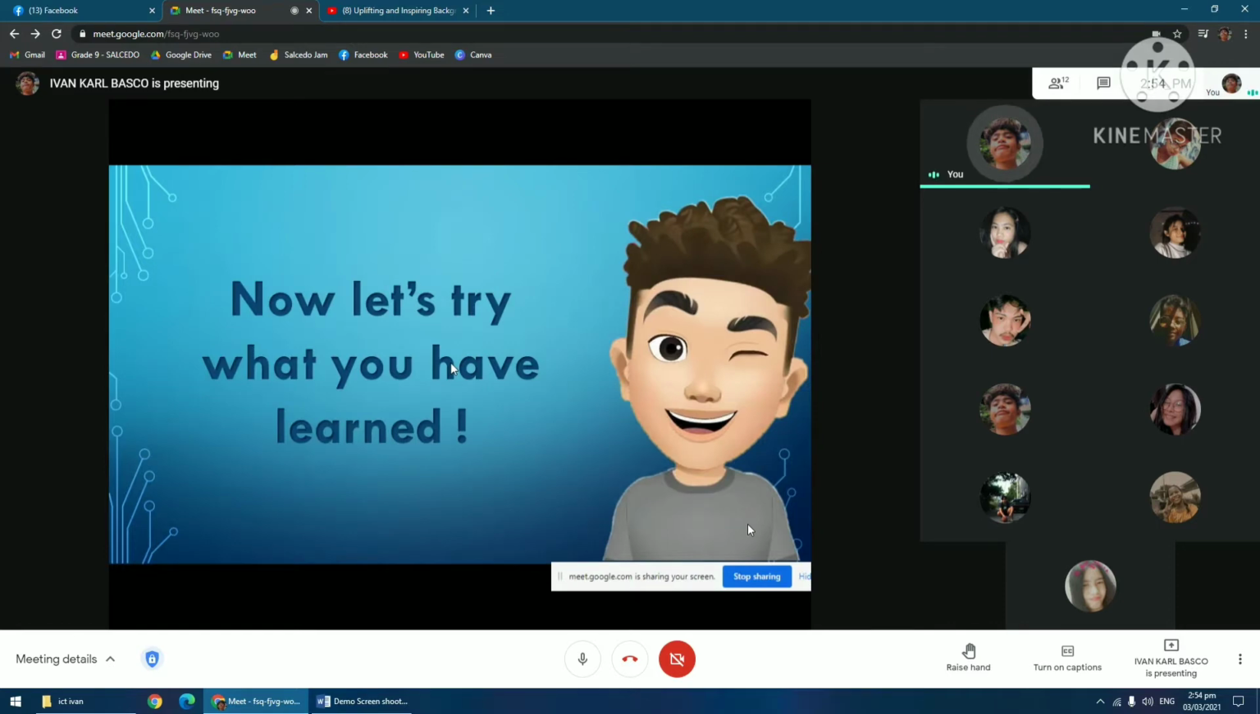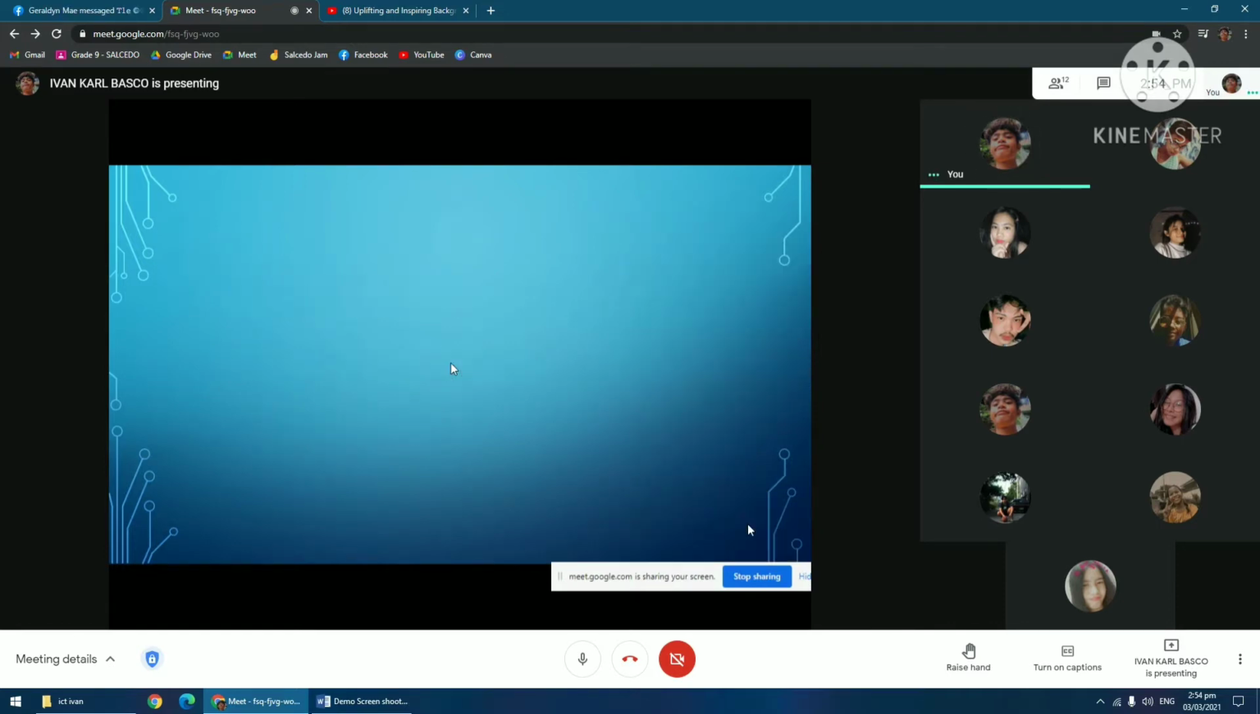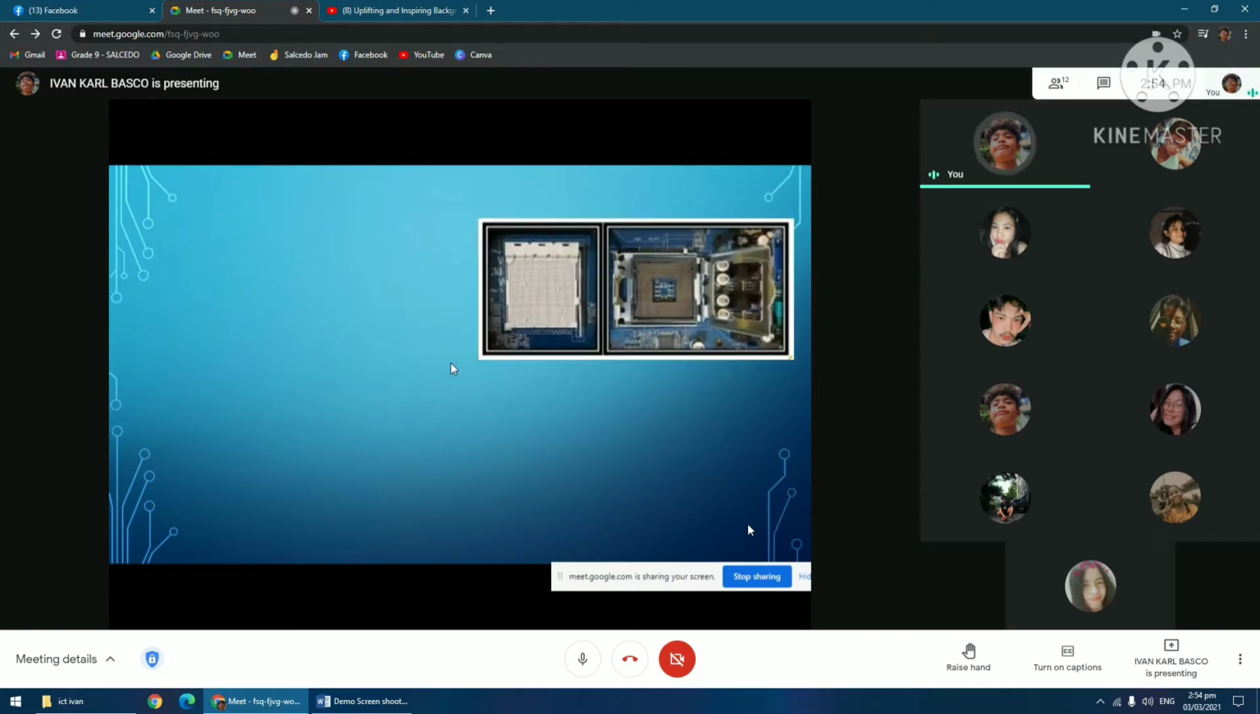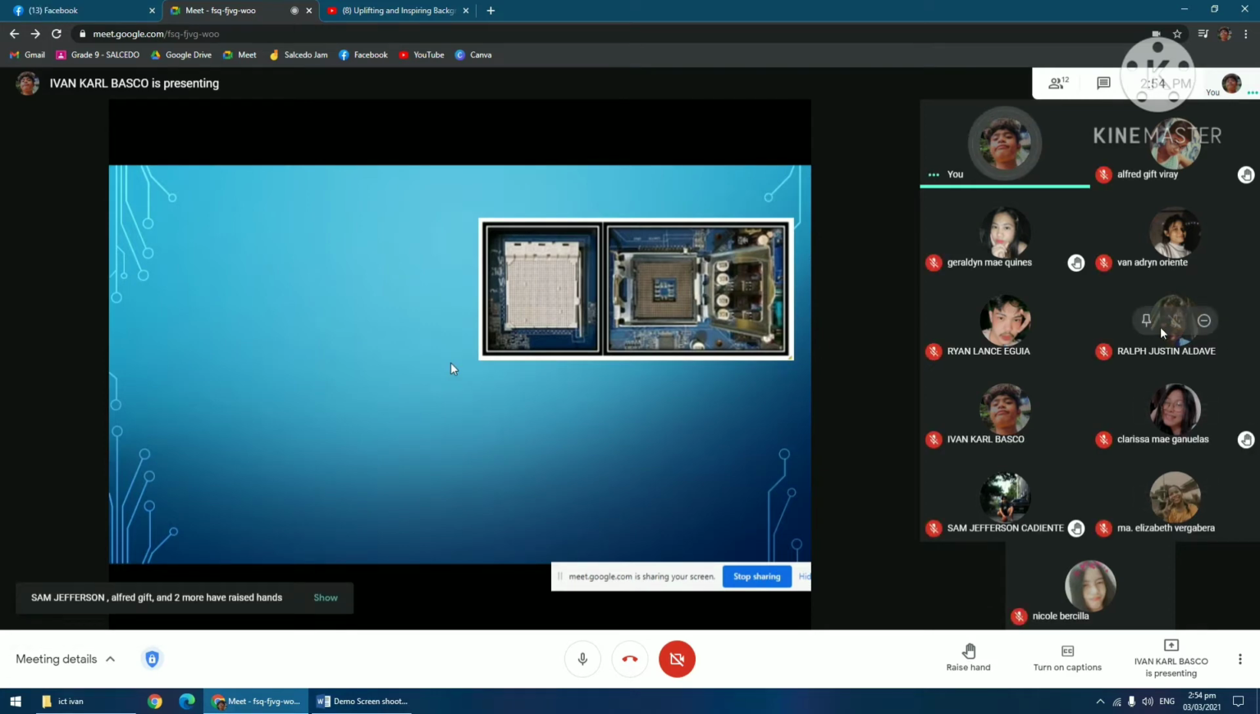Now let's try what you have learned. All you need to do is identify the picture, then give the function of that particular picture that we tackled yesterday. First picture, who wants to answer the first picture? Oh, so many raised hands. Alfred, go ahead.